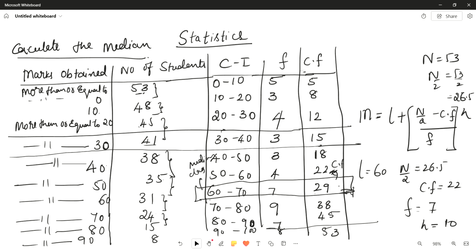This is an example question, page number 192. Now I want to do the more than or equal to. I think only two ways will come, less than or more than. Yesterday we did less than, no?